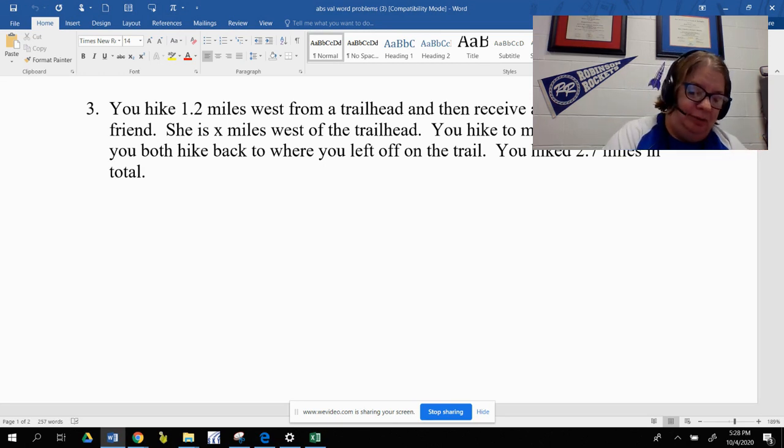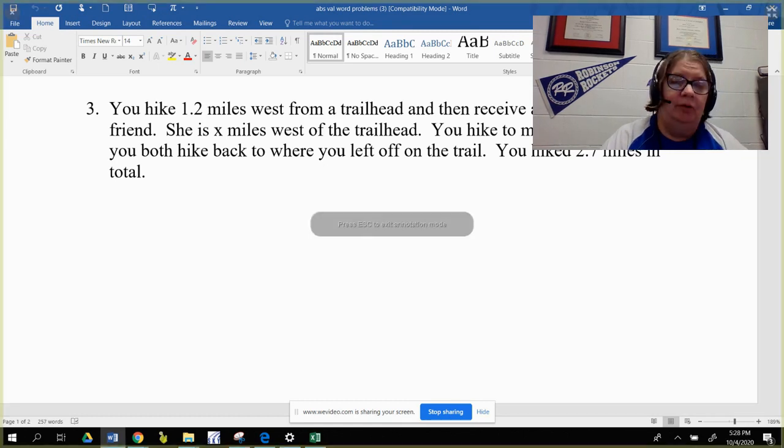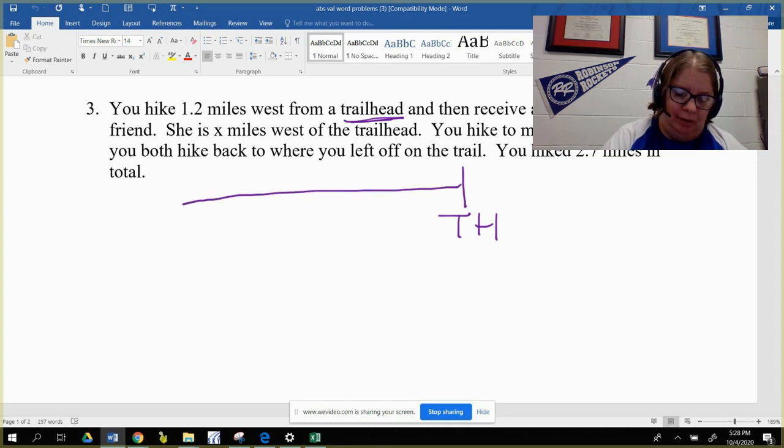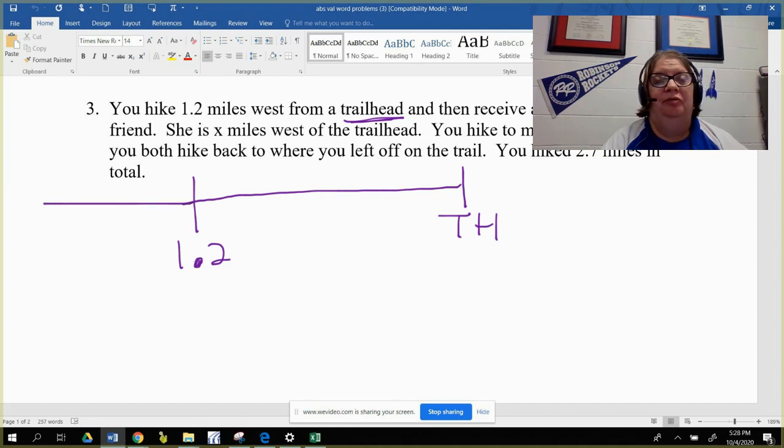I need a picture. You need a picture? You know what a trailhead is? The trailhead is the beginning of the trail. So if you're hiking west from the trailhead, let's call this the trailhead. If we hike west from there, what do we say? 1.2 miles. This is where you are when you get your text from your friend.